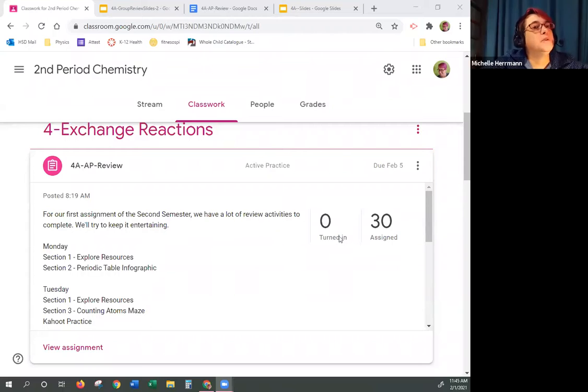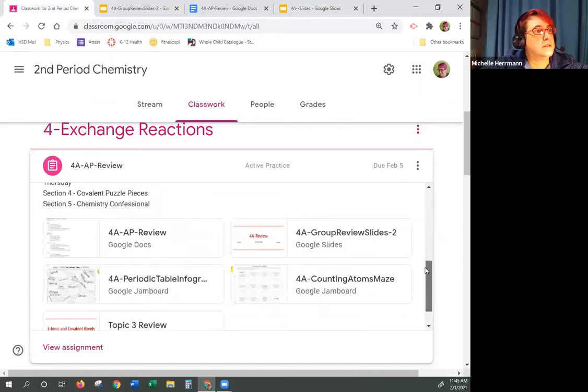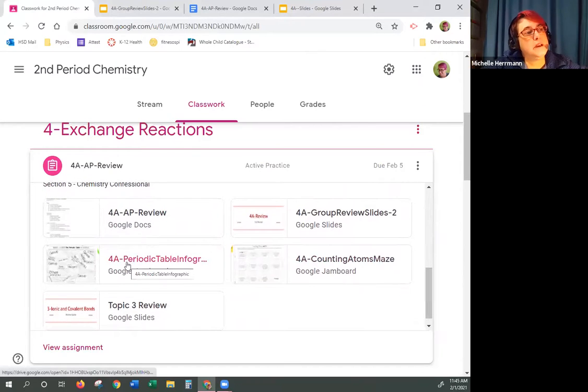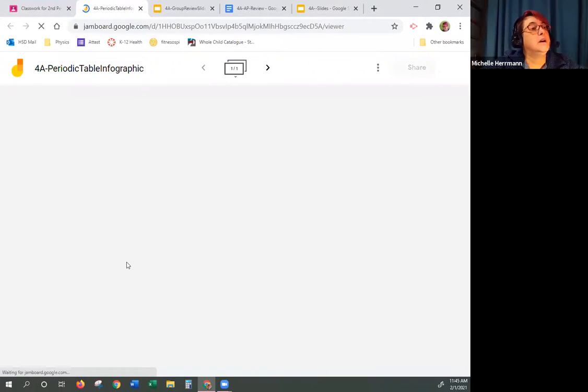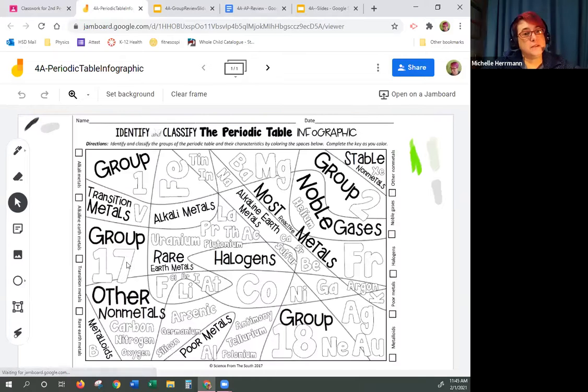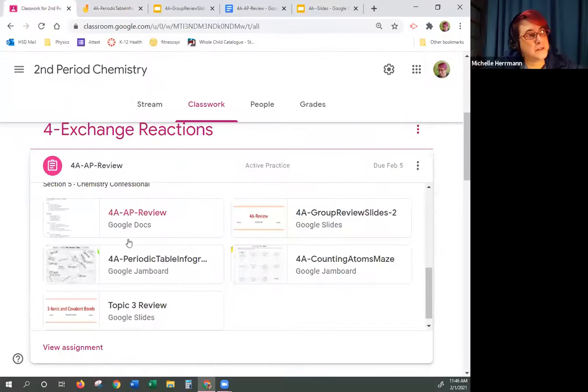Okay, so if you take a look down here, this is the periodic table infographic. Yes, it is confusing. That's why I'm going to talk about it. If you came on Monday, then you got a handout. If you didn't come on Monday, I made this little electronic file that you can look at. It's this one right here. I did it as a Google Jamboard because I thought that was the closest you could get to actually filling it in and coloring.